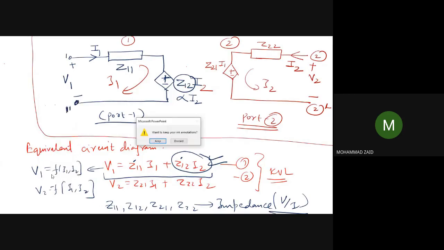So this is from my side. Next time when we meet, we will go through the Y parameters and H parameters. Y parameters will be just the reciprocal of the Z parameters, but we will have a different relationship. That means now V1 and V2 will not become dependent variables, but I1 and I2 will become the dependent variables.